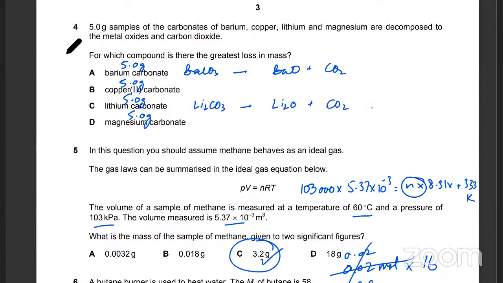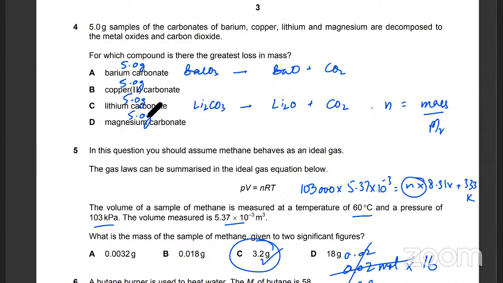So how do you solve this without doing all the calculations? The greatest loss. Divide them by their MR. Remember, moles is mass divided by MR, right? So who's going to have the greatest moles? Whose MR is bigger or smaller? Smaller. And if you have the greatest moles, then you'll have the greatest amount of moles of carbon dioxide as well, right? So you'll have more moles if the MR is smaller. So who has the smallest MR out of all of them?